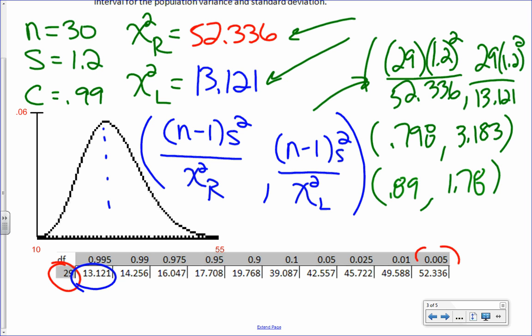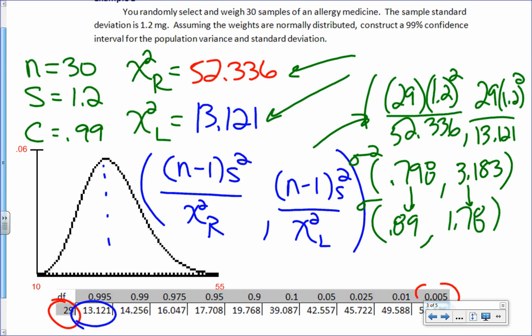Oh, okay. This one here is for variance, or sigma squared. Okay? So to get standard deviation, I just take the square root of these numbers and put them down here. This is for standard deviation, or just sigma. Okay? It depends on what we were actually asked for. They wanted both.